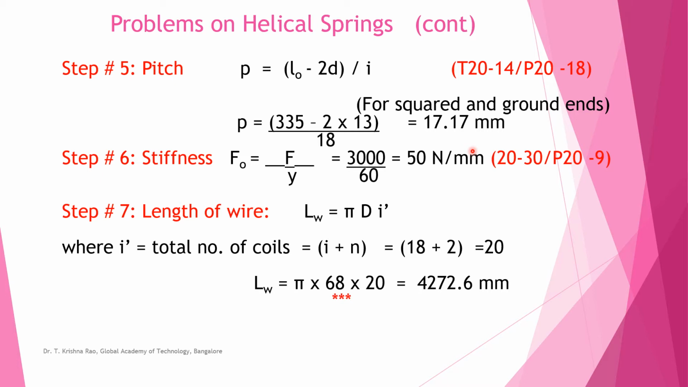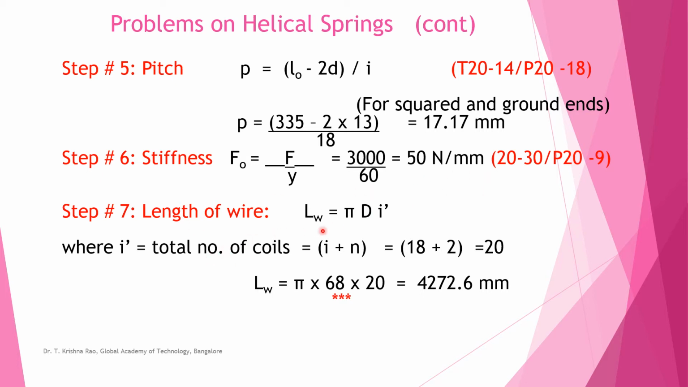Then lastly we have the stiffness. Stiffness is always how much load we require for the deflection of 1 mm, active deflection. F by y is the equation for stiffness. We have the load, we have the deflection. We need to apply 50 newtons to give 1 mm deflection, like that.